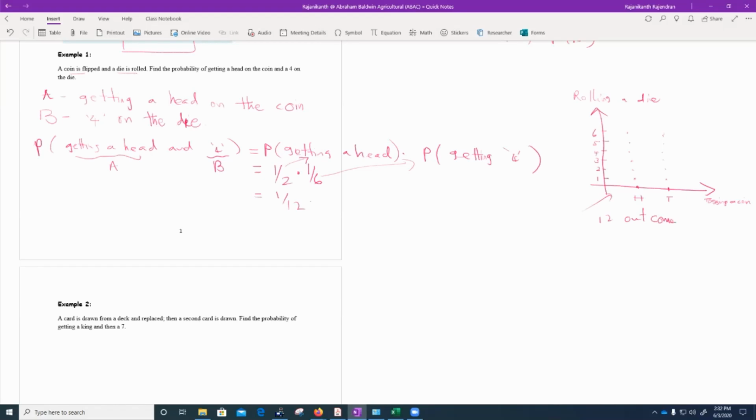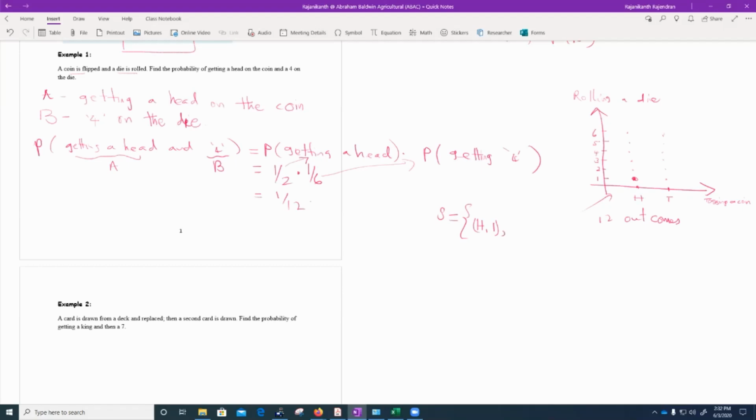So if you want, you could list them. My possible outcomes in my sample space: getting heads from the coin, and this is my first outcome when you consider these two together. So this one says that you are getting heads in the first, tossing a coin, and you are getting number 1 from rolling a die. So these all together are considered as one outcome.